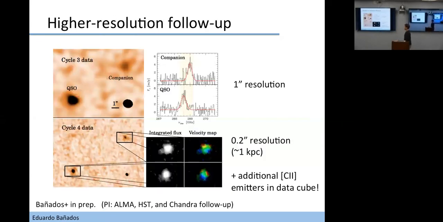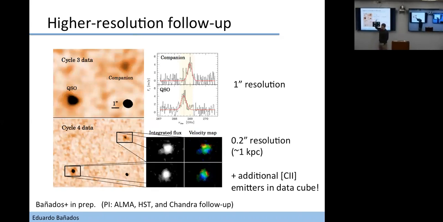So these systems came for free, right? We were not expecting them, and they were a surprise for us. And so now we're trying to understand them better and doing all kinds of follow-up we can. I'm the PI of an ALMA, an HST, and Chandra follow-up of these systems. And for example, this is work in progress.